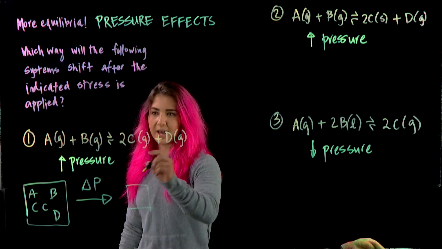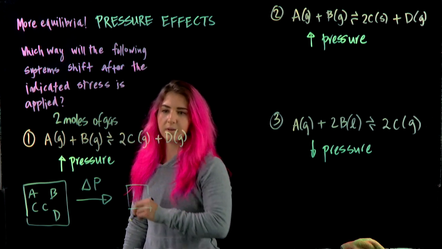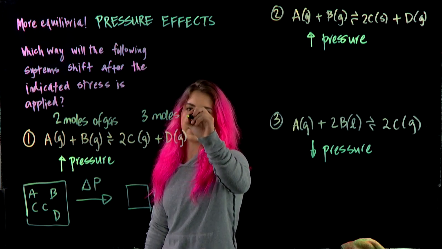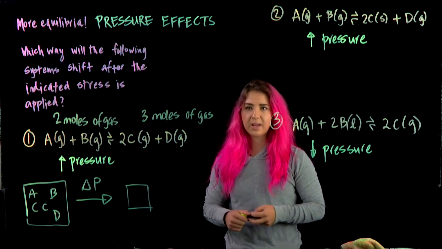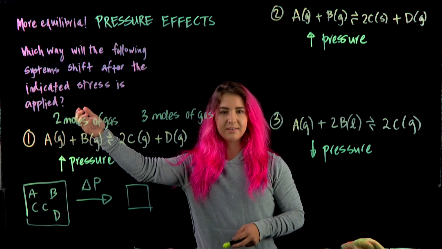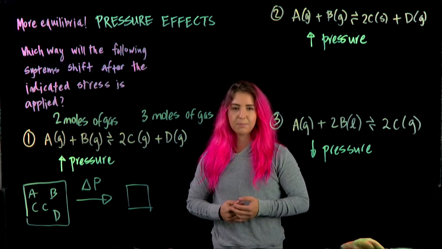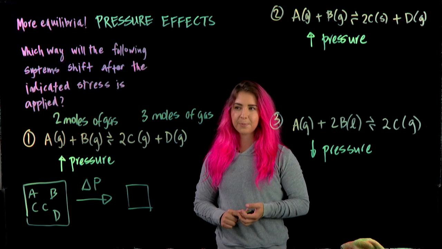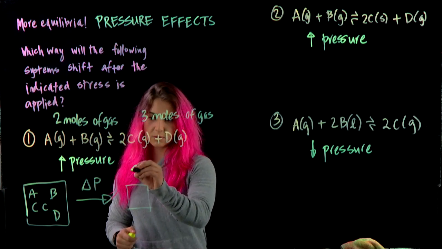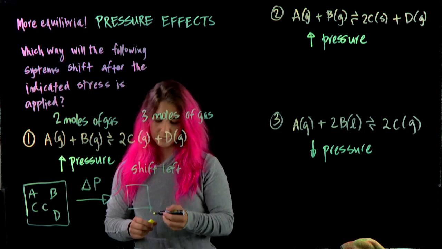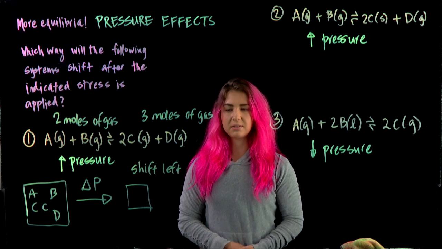If we look here, we have 2 moles of gas on this side, and we have 3 moles of gas on the product side. So if we're increasing the pressure, would we want to have more moles of gas or fewer moles of gas? The answer is that we want fewer moles of gas if we're increasing pressure, because we want to relieve that increase in pressure. So we're going to shift to the left, toward the reactants. The answer for this one is shift left. In this box, you're going to have more A and B and less C and D.